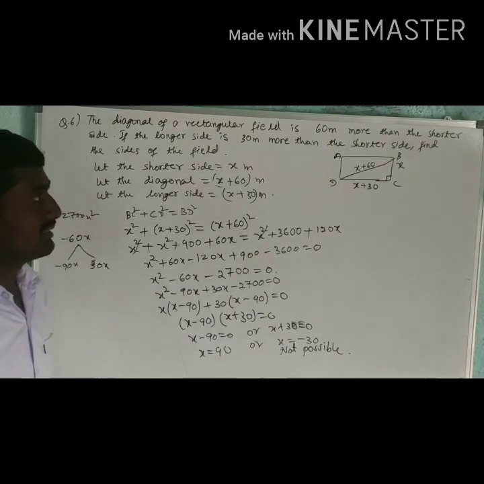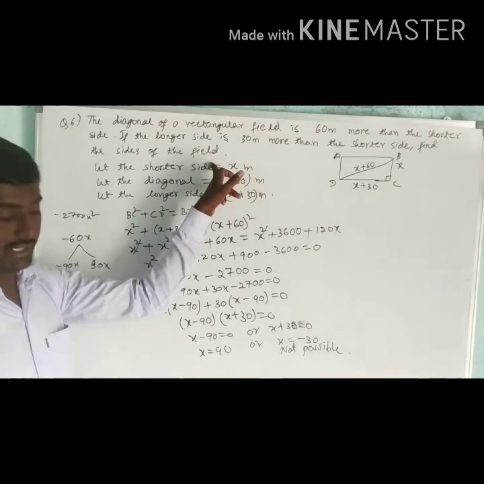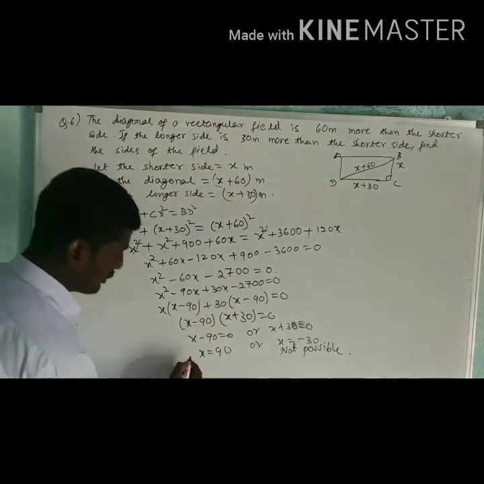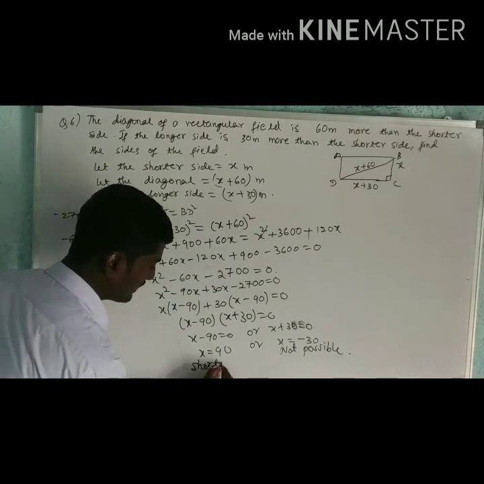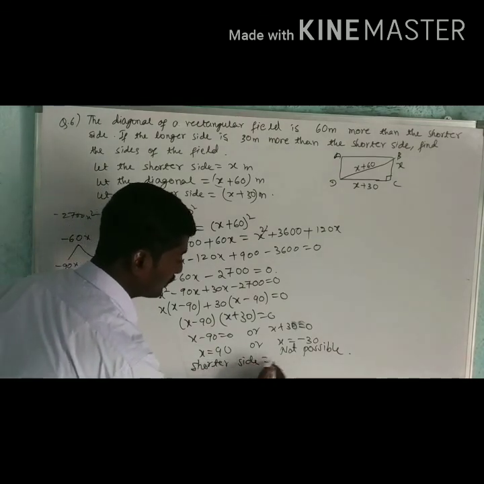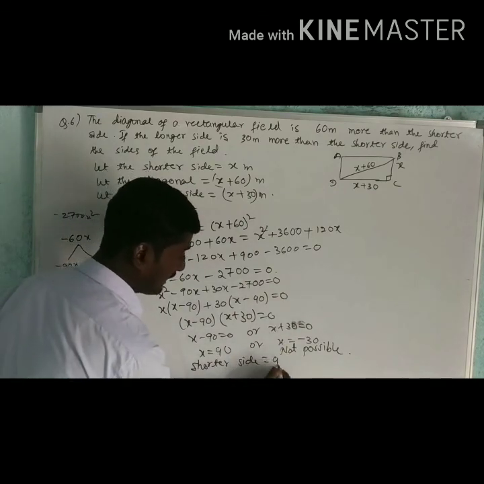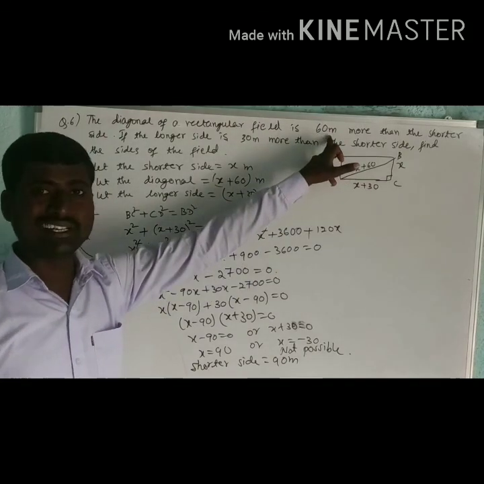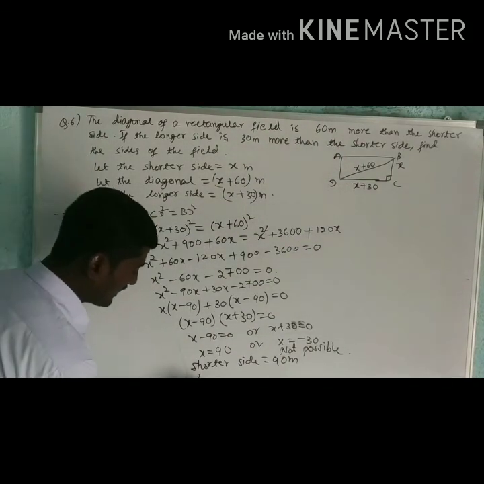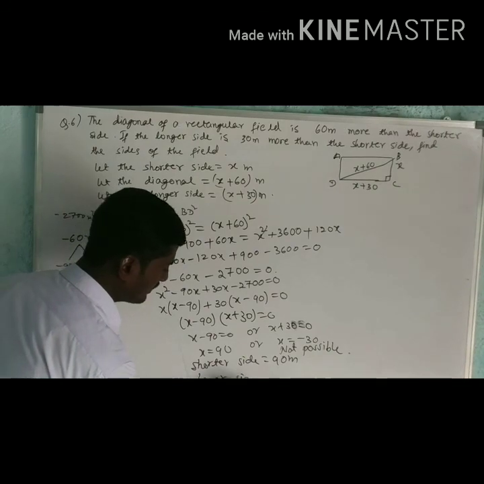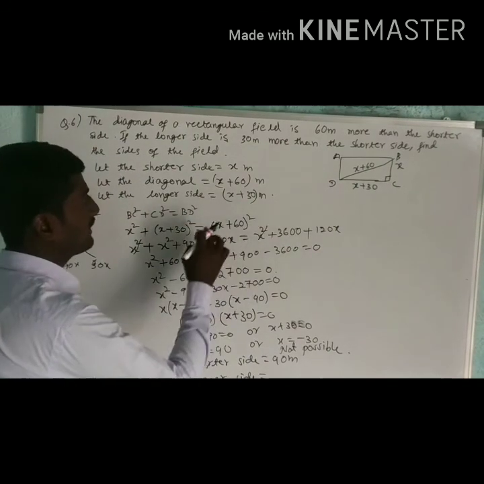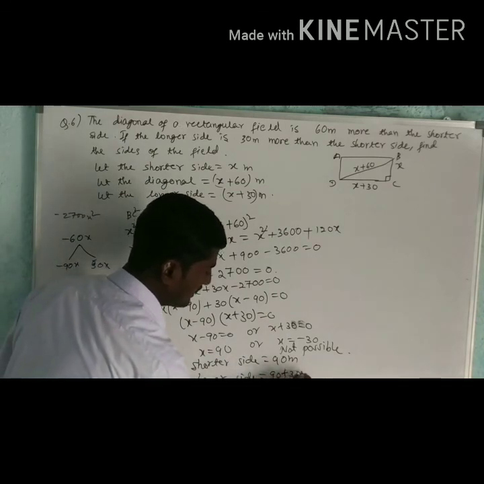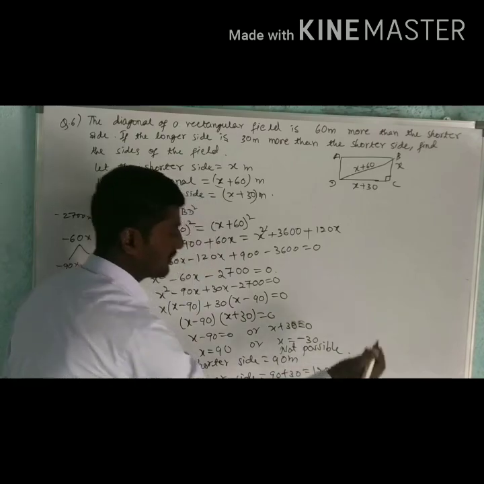They ask you to find the sides of the field. At the end you should write the conclusion. So the shorter side is equal to how much? I got it is 90 meter. Unit also you should write because they are given in meter. Now the longer side is what I have taken as x plus 30 meter. x plus 30 means 90 plus 30, that is equal to 120 meter.